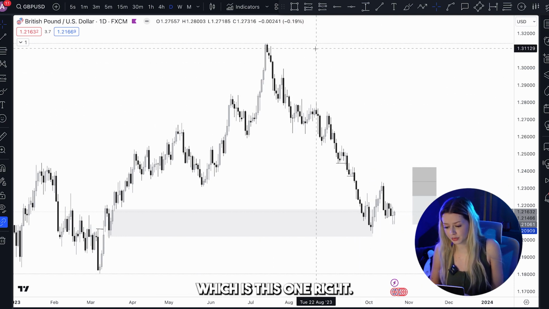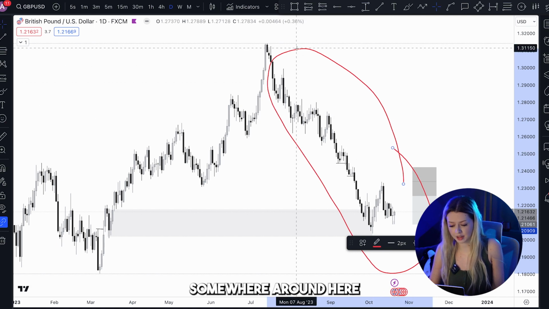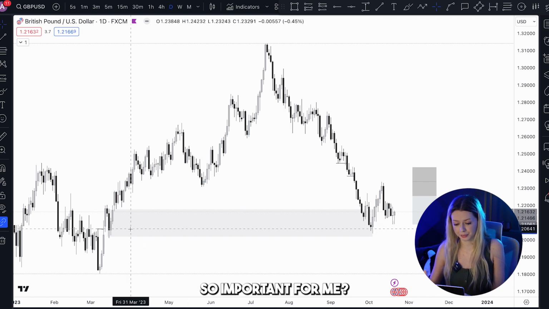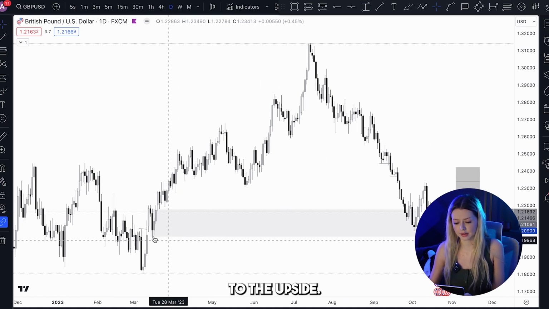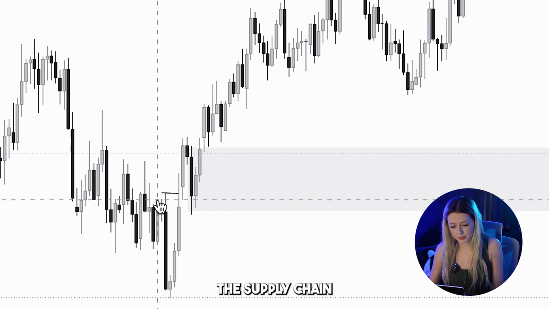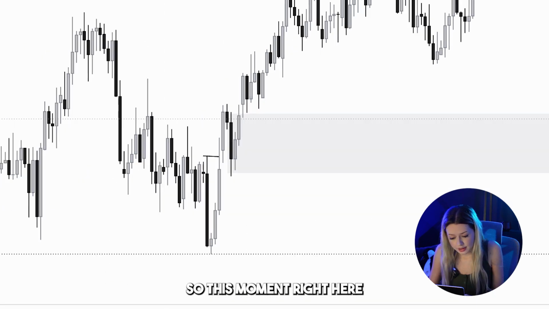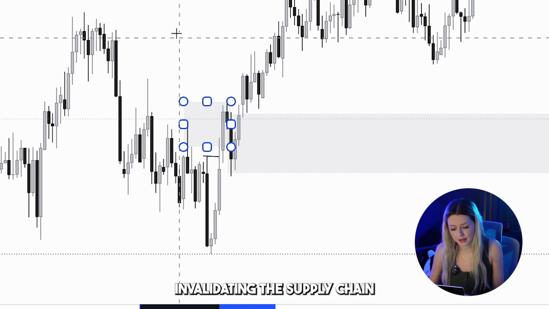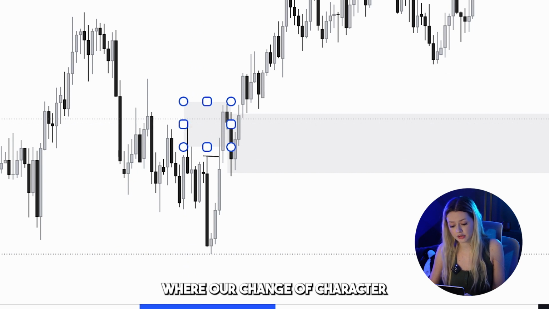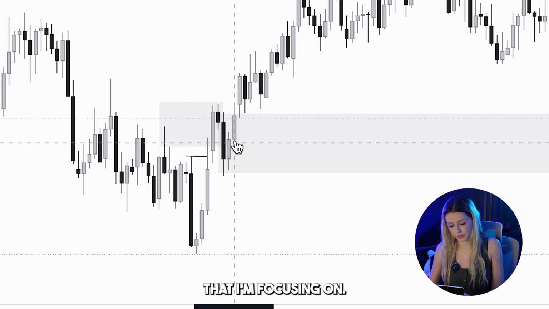So what I observed last week was the fact that even though on daily, GBP-USD was inside a bearish trend, which is this one, right? I observed that the price stopped somewhere around here in this demand area from the left. Why is this demand area so important for me? Because it created this change of character to the upside. So basically, this is the area that transformed the supply chain from this leg into a demand chain over here. So this moment right here invalidated the supply chain that was formed. This is the moment where a change of character was made on the daily time frame, and this is exactly the zone that I'm focusing on.